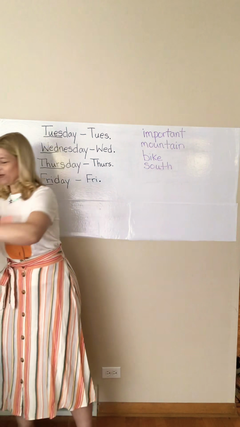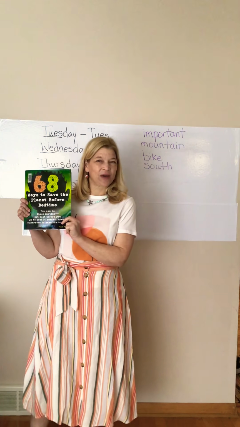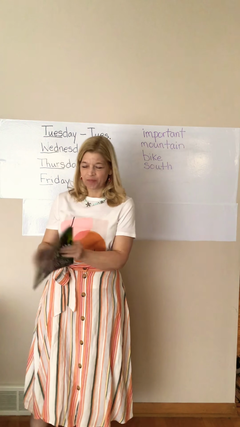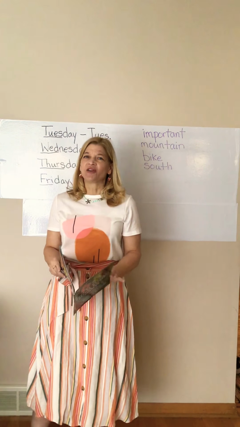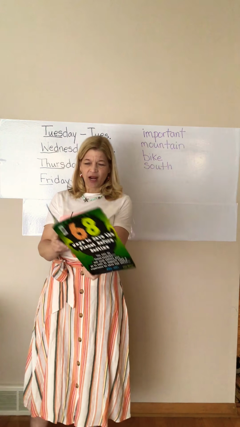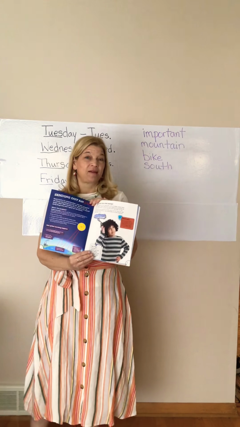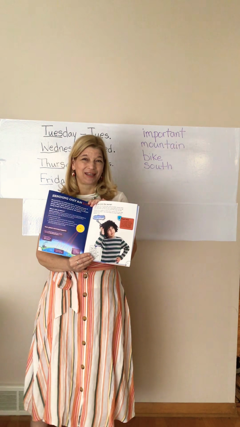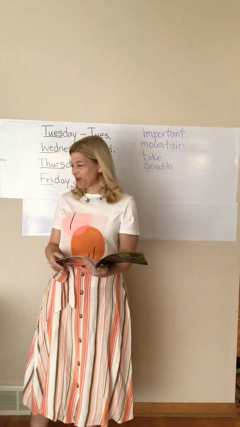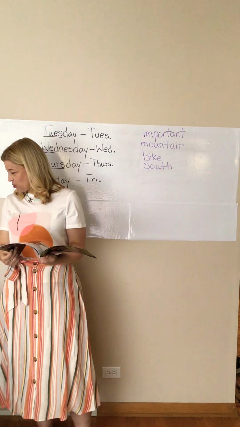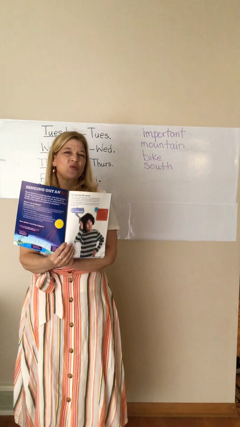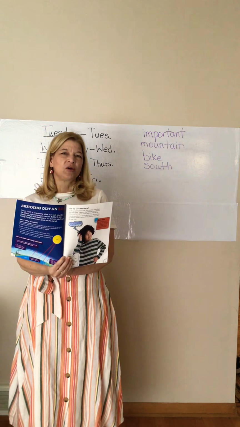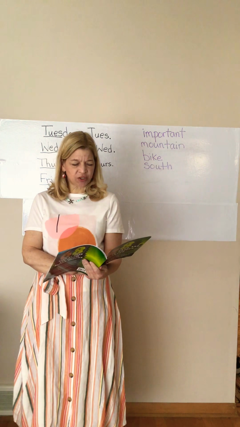Now, I would like you to get out your book, 68 Ways to Save the Planet Before Bedtime. We are going to do a quick review on just a few of the pages. The first page that I would like you to open up to is page 2 and 3. It should look like this. We're going to take a look at this page and we're going to think about this question. Why did they say that saving the world was special or important? Why should we do this?